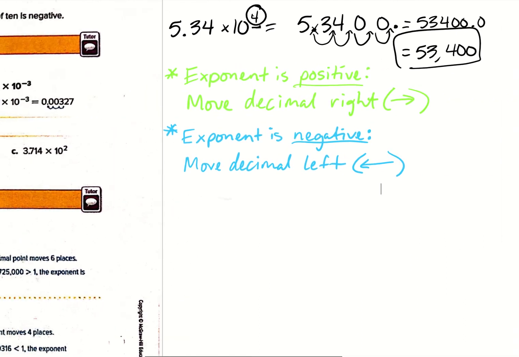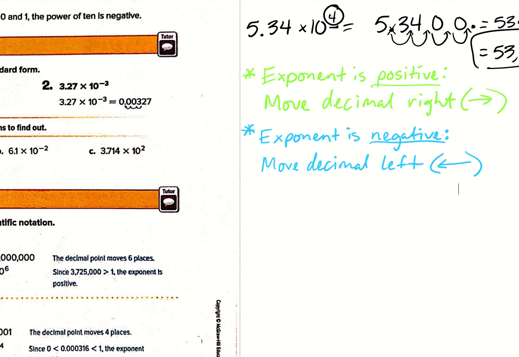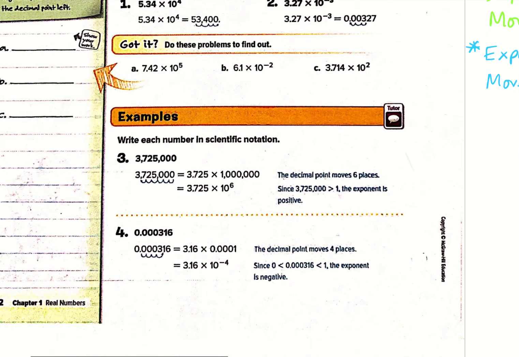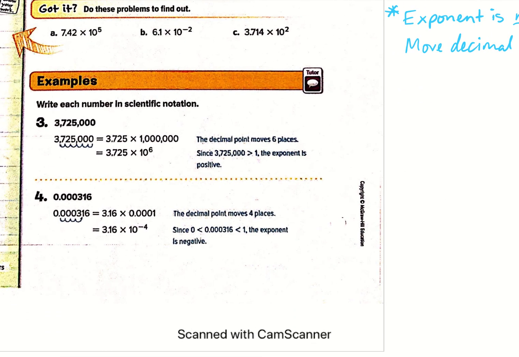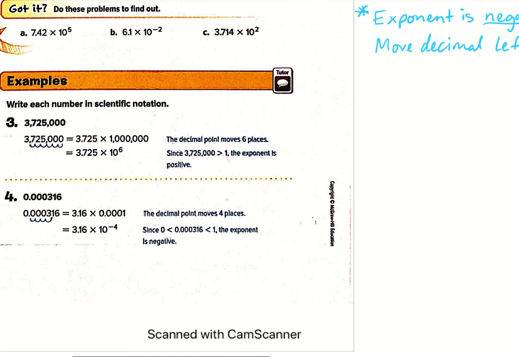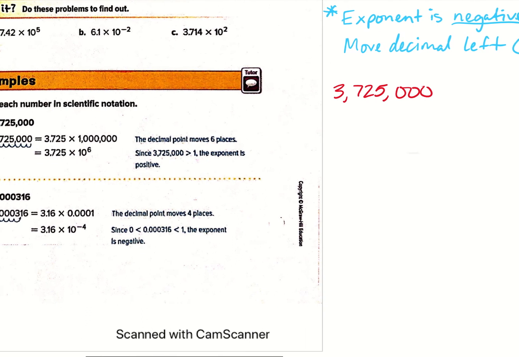So if the exponent is positive, you move the decimal to the right. If the exponent is negative, you move the decimal to the left. And then going the other direction, it says write each number in scientific notation. So if we look at example 3, we've got 3,725,000, and we need to write this in scientific notation.